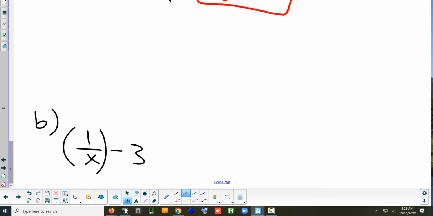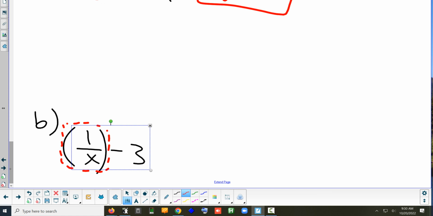Focus on the part that has an x in it first, and let x continue to get bigger and bigger and bigger in your head. And think about what happens to what's in that box. Then deal with what's outside the box. 1 over x. What happens to 1 over x as x gets bigger and bigger and bigger and never stops getting bigger? What happens to what's inside this box?